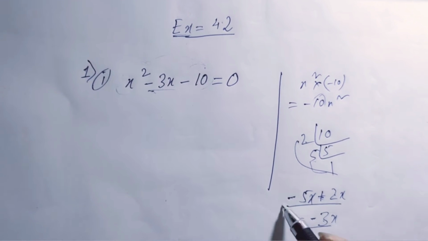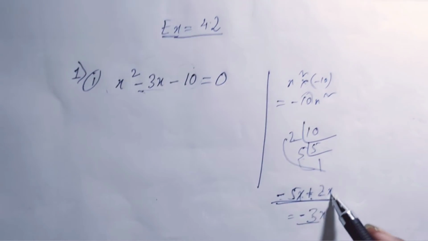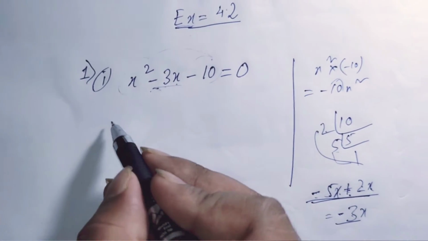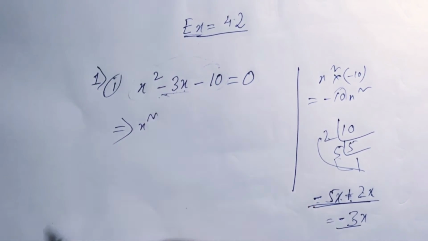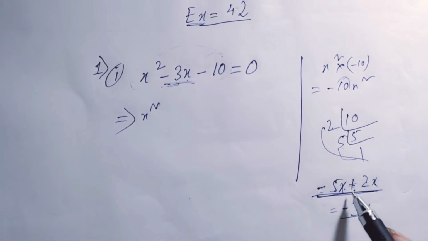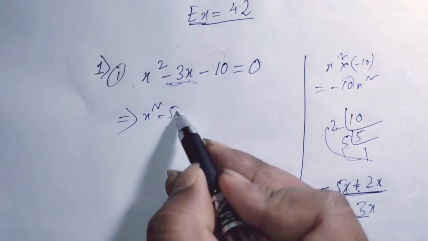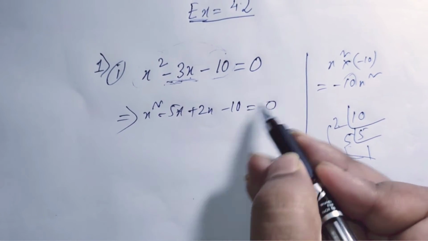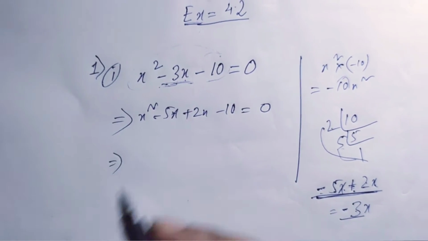So we can write minus 5x plus 2x in place of minus 3x. So here we write x squared, and in place of minus 3x, we write minus 5x plus 2x, and here is minus 10. And now our work is done.